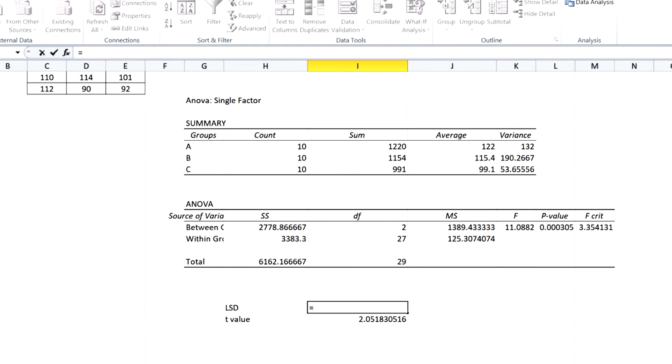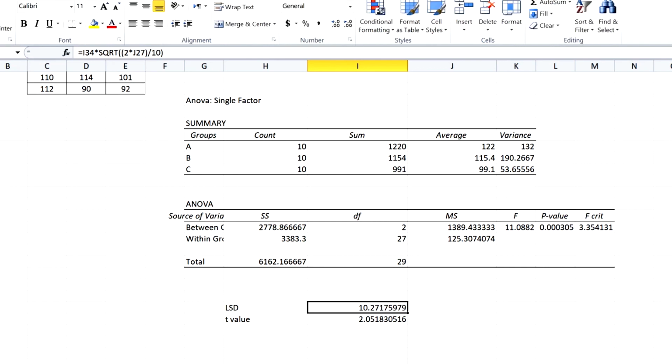Least significant difference equals t value multiplied by the square root of 2, brackets, 2 multiplied by mean of squares, but also within-group variability, mean of squares within-group variability. Then divided by n, the number of replicates for one group, because we calculated using within-group variability due to experimental error, so you will use 10 as the number of replicates, 10, not 30. Then enter.